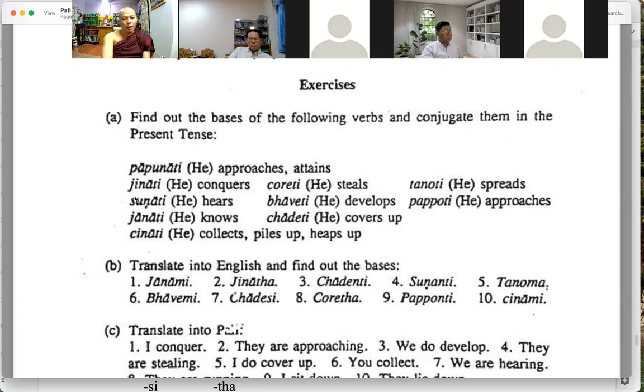So now the first one, Pappoti. Okay, Pappoti, in this Pappoti, you see, Ti is third person singular present tense. If we remove the rest, we can see the Pappo base. So Pappo base. The meaning of Pappoti is approach or attain. Okay, that one I already.